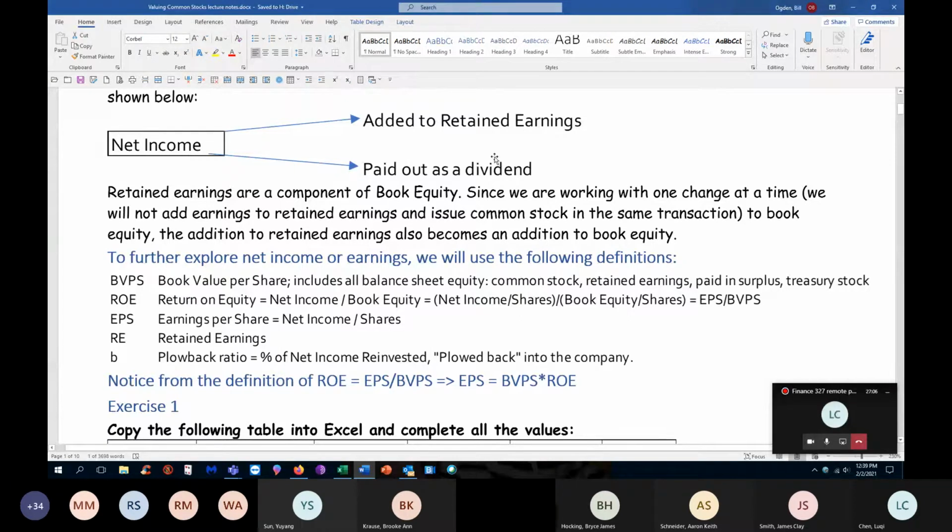right? Okay. Now, we won't be working with two equity events at once. In other words, we won't be retaining some of our earnings and issuing new common stock at the same time. Okay, so therefore, one item at a time. Well, since a change to retained earnings is also a change to equity, then we won't see the change to retained earnings directly. We'll just simply see it as a change to equity.